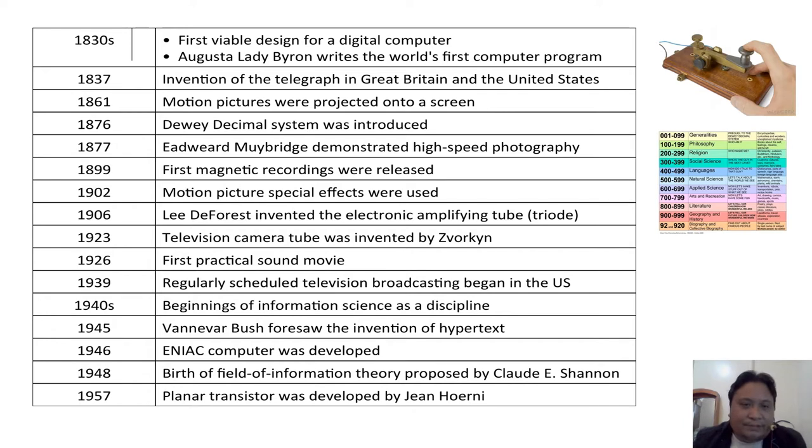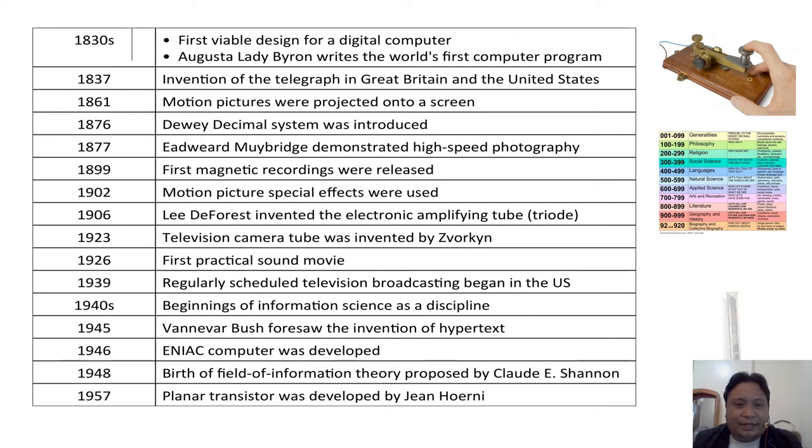In 1923, the television camera tube was invented by Zworykin. Then in 1926, the first practical sound movie. In 1939, a regularly scheduled TV broadcasting began in the United States. Then in the 1940s, the beginnings of information science as a discipline. Then in 1945, Vannevar Bush foresaw the invention of hypertext.